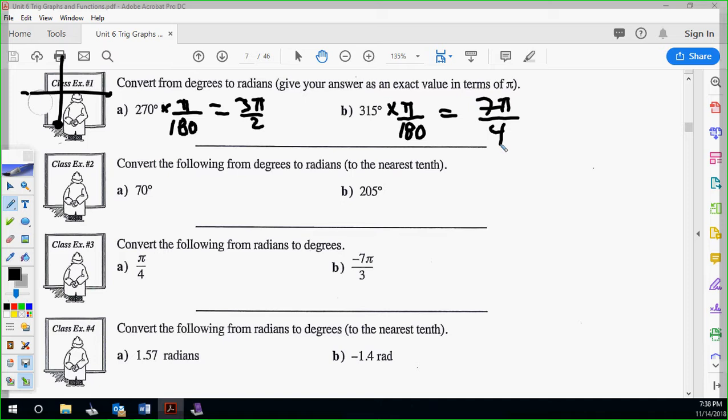So 70 times, same step, same work. Okay, 70 over 180 is 7 over 18 pi, and so we just go ahead and figure out what 7 over 18 converts to, after we multiply it by pi. So 7 over 18 times pi is 1.2. So that means 1.2 radians.